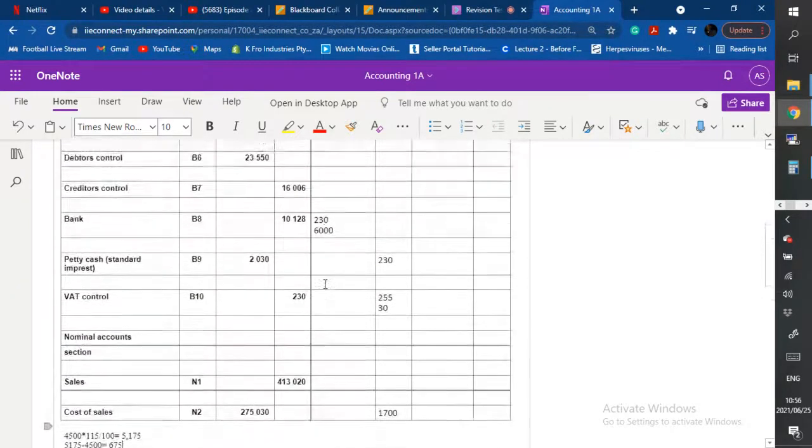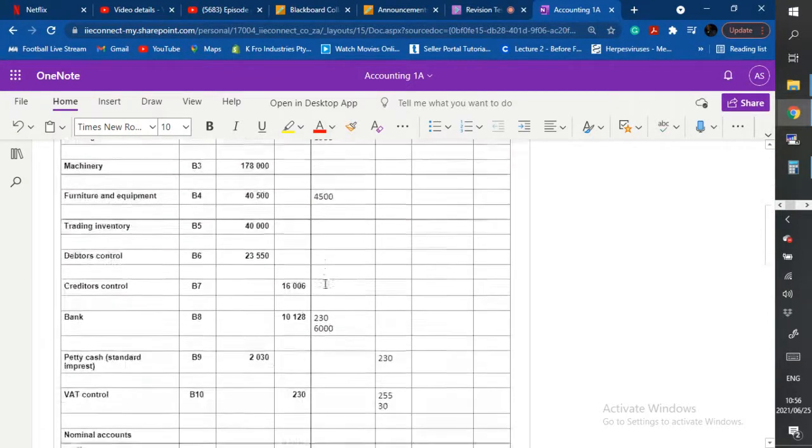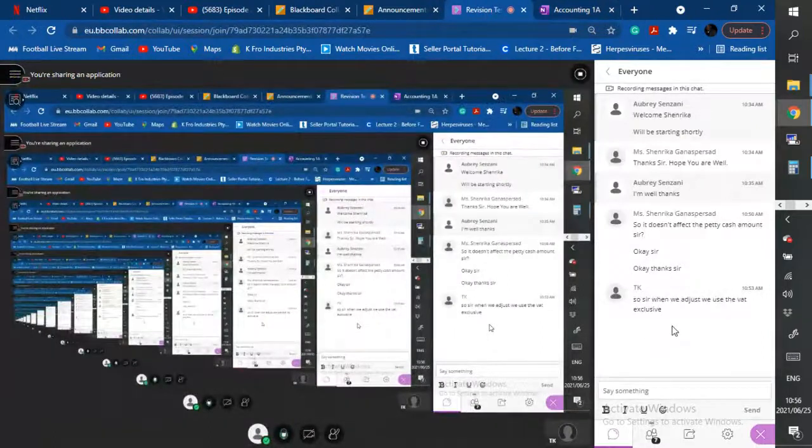So we go to the VAT control. That's how much we're going to claim as input VAT. Positive, so 675 input VAT. I hope I'm answering your question.